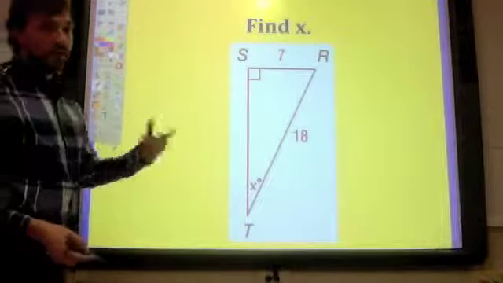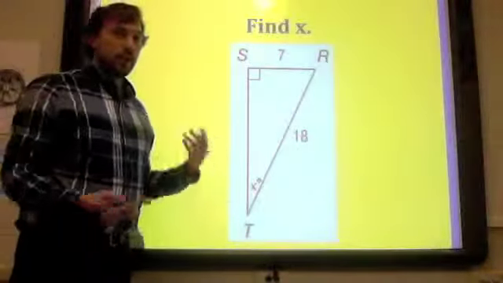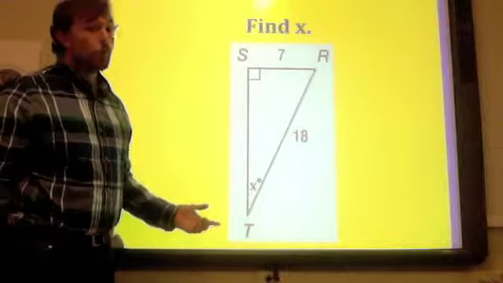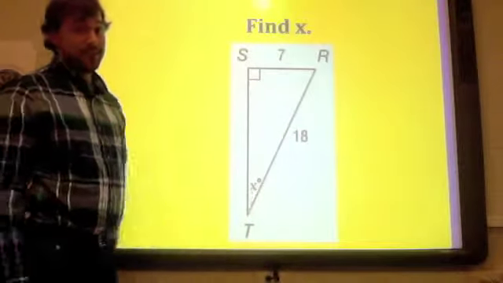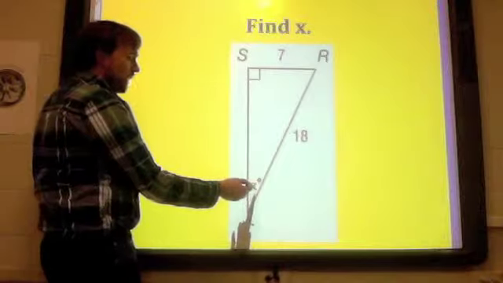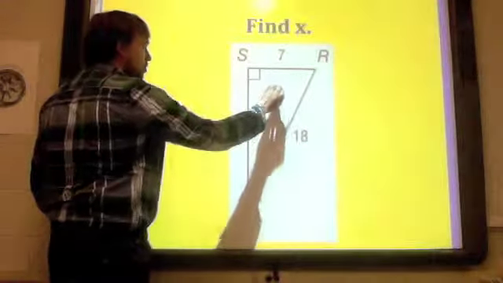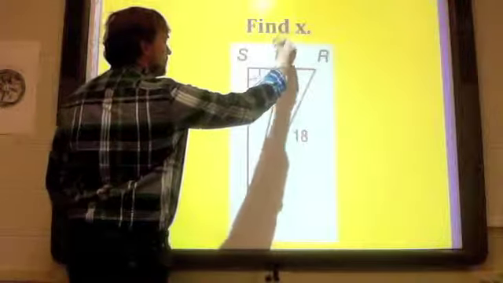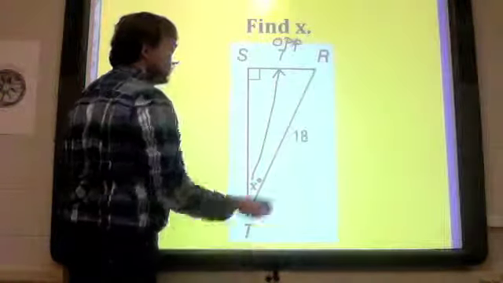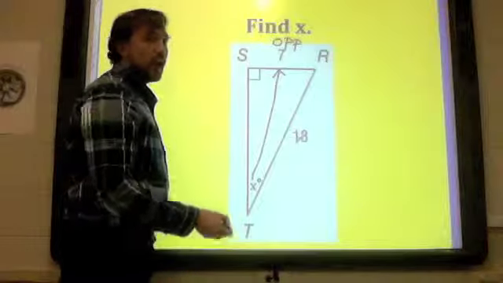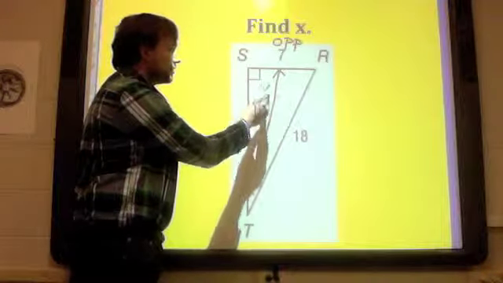All right, so now we want to find x. Now, what is your angle this time? Oh, it's x. So, according to your angle, where is 7? 7 is opposite. 18 is hypotenuse.